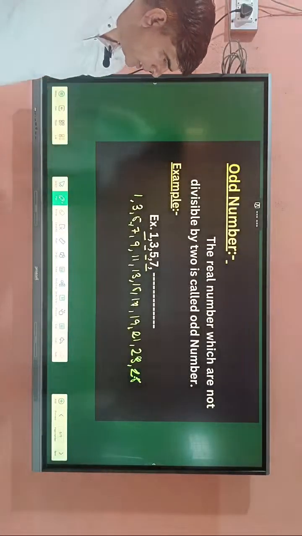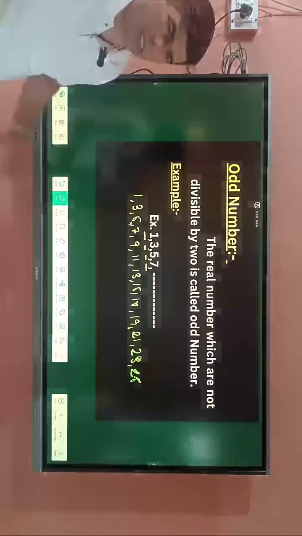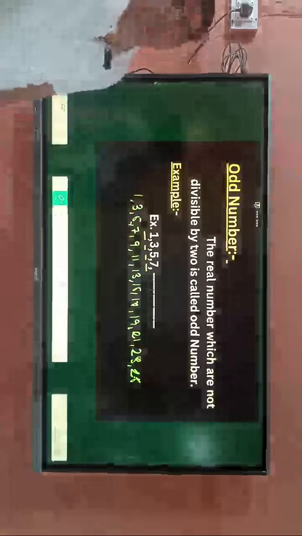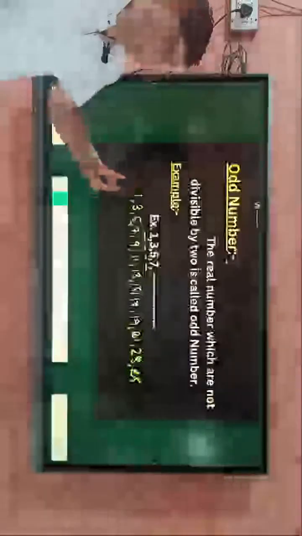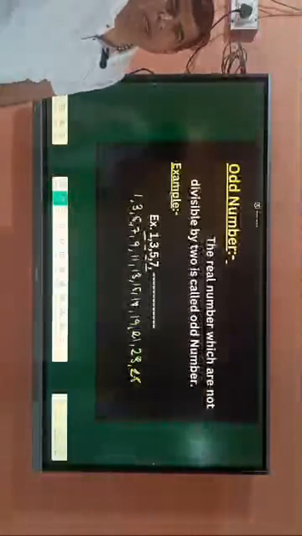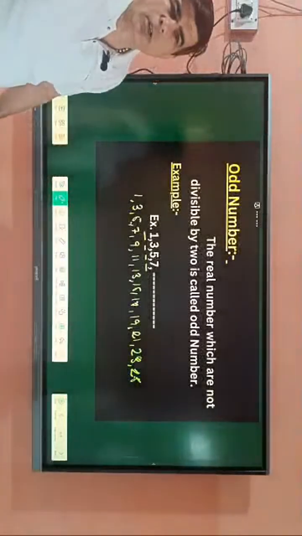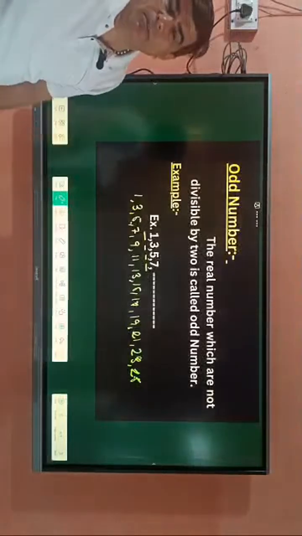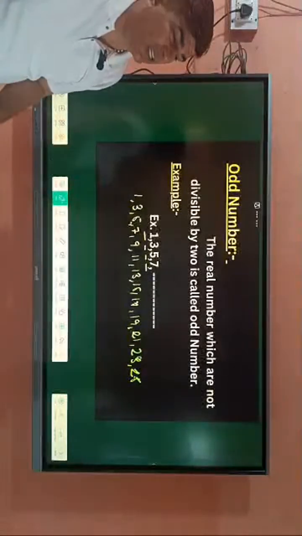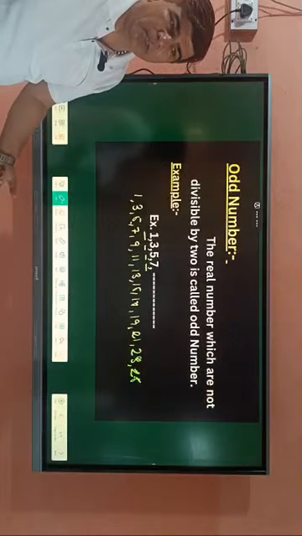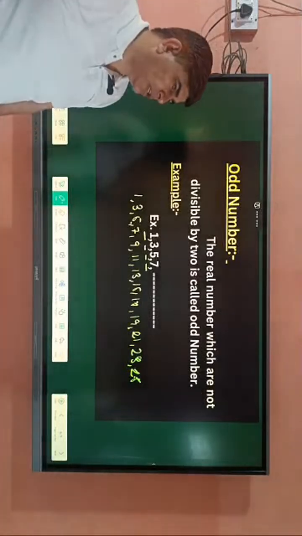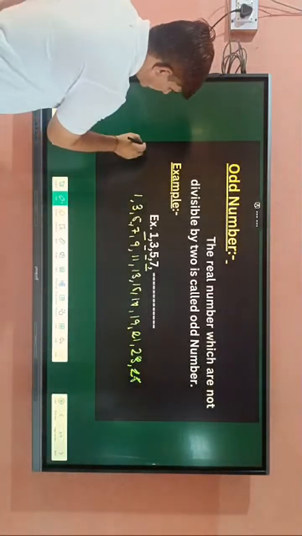Are these natural numbers? Yes, definitely they are natural numbers. These are not in the form of a fraction, not a decimal, not negative. So definitely they are natural numbers, definitely whole numbers, definitely integers. If integers, what type of integers? Positive integers.